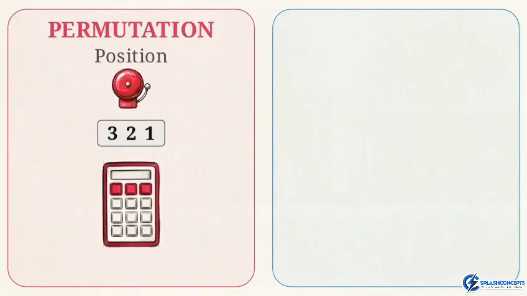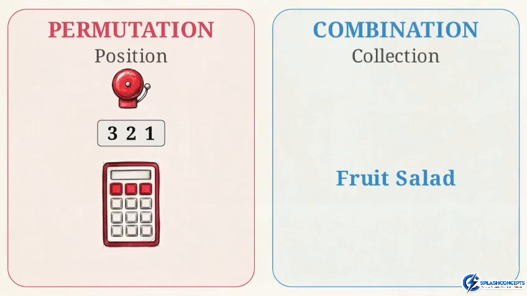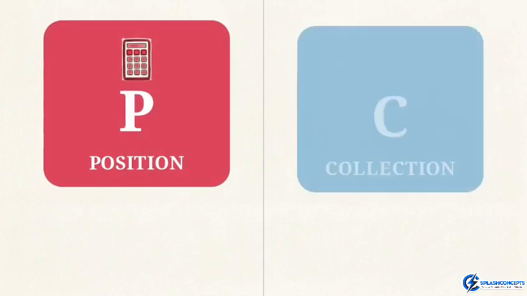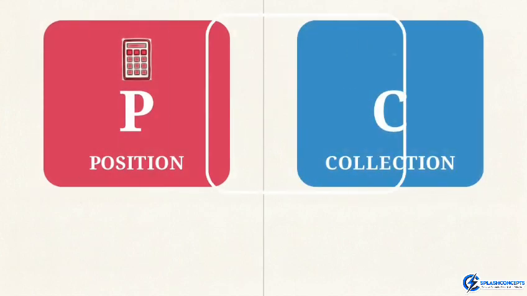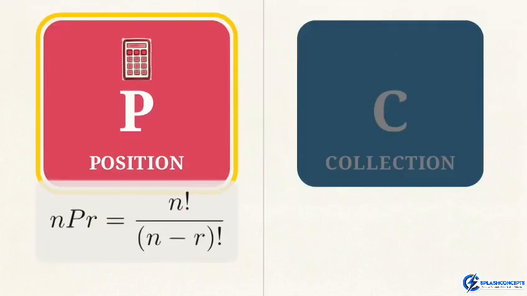Now look at this blue bowl. If you drop in an apple then a banana, or a banana then an apple, you have the same fruit salad. The sequence doesn't change the group. When order is irrelevant, you are looking at a combination. Identifying whether you need a position for a permutation or a collection for a combination dictates which mathematical path you take for every problem that follows.